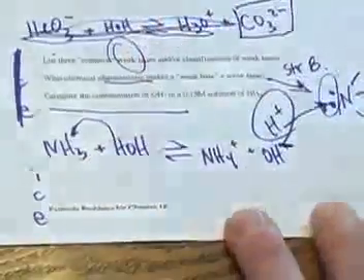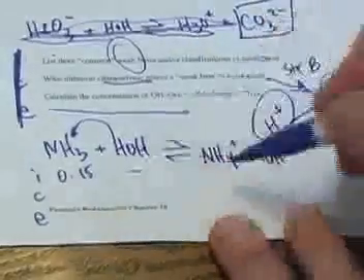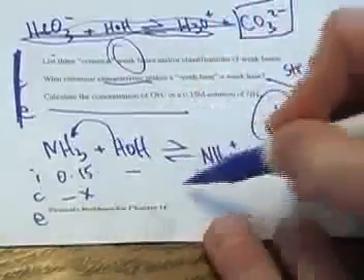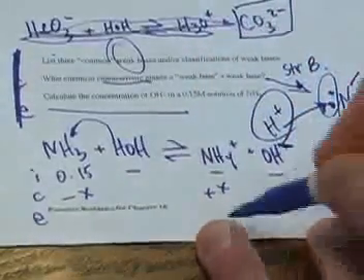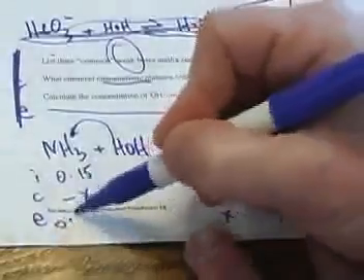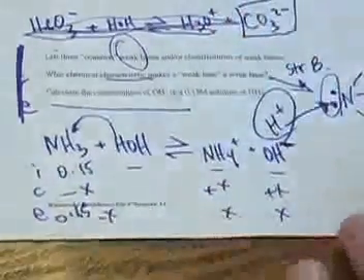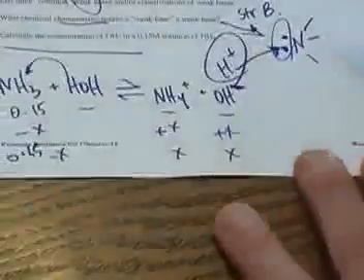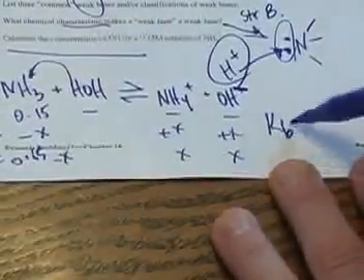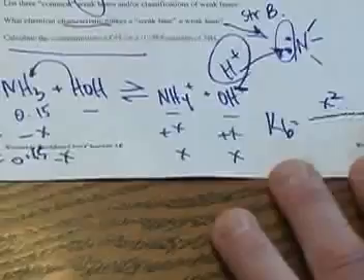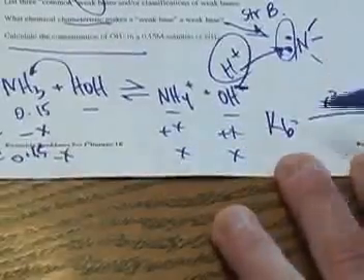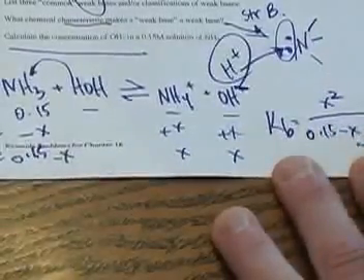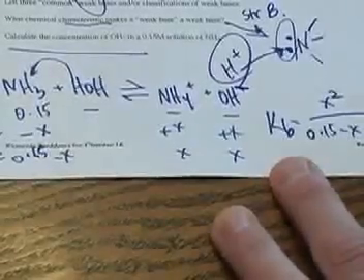Write your ice table, and it's going to tell you that you have a 0.15 molar solution. None of this, and none of this to start with, and so you will end up losing X, gaining X over here, and gaining X over here, and it's just like a weak acid problem where it's 0.15 minus X, and then this is X and X right here. And we can write KB is equal to X squared, because it's these two X's multiplied together, divided by 0.15 minus X. And if you look up the KB for ammonia, it is 1.8 times 10 to the negative 5th.